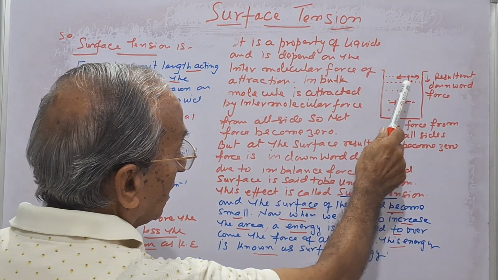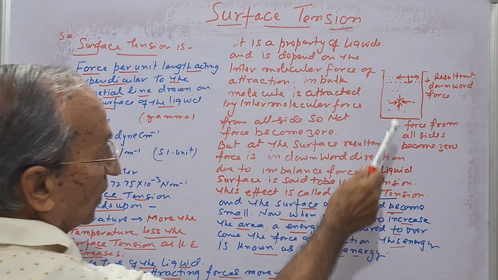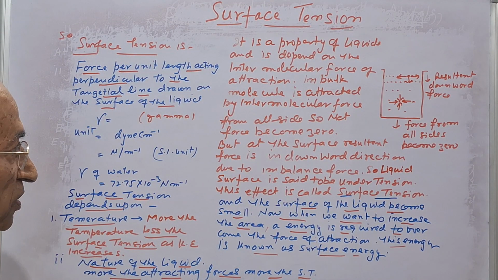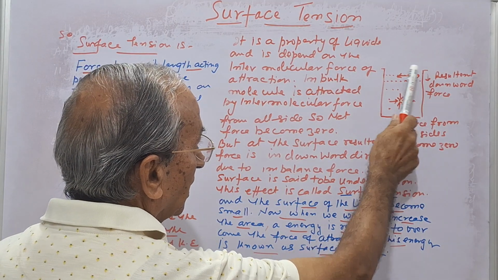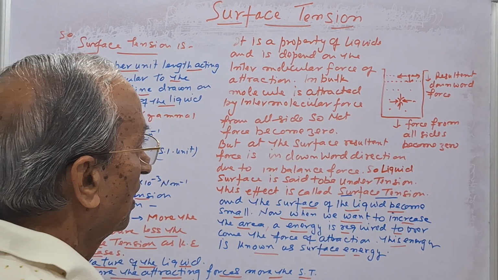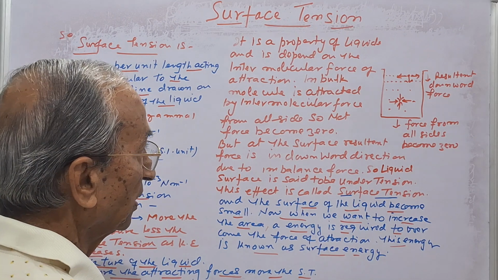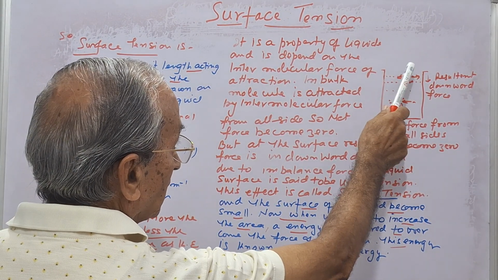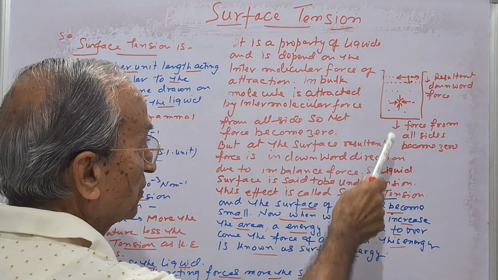But what happens at the surface? You see, if a molecule is at the surface, the forces of attraction, one to the right and the other to the left, will be equalized. And a third will be in the downward direction by the molecules of the water, and there is no force in the upward direction, so the resultant force will be in the downward direction.